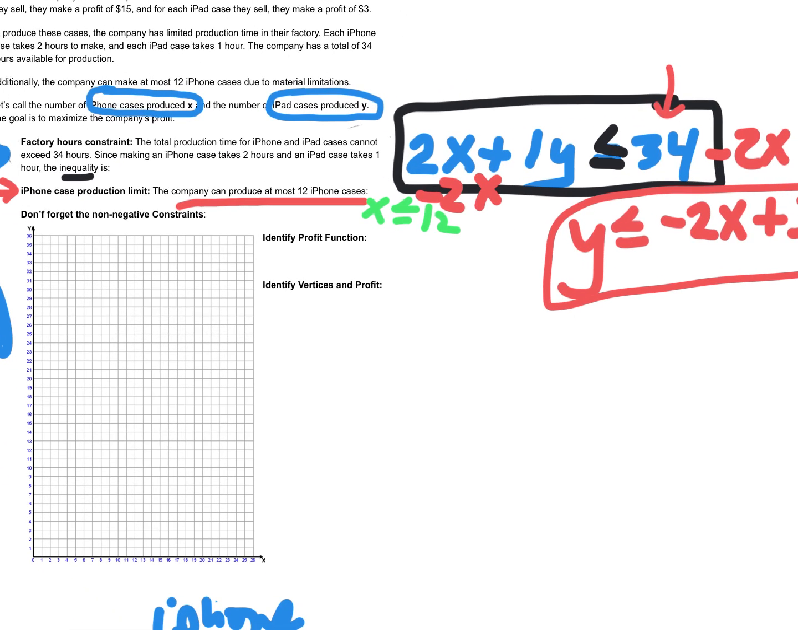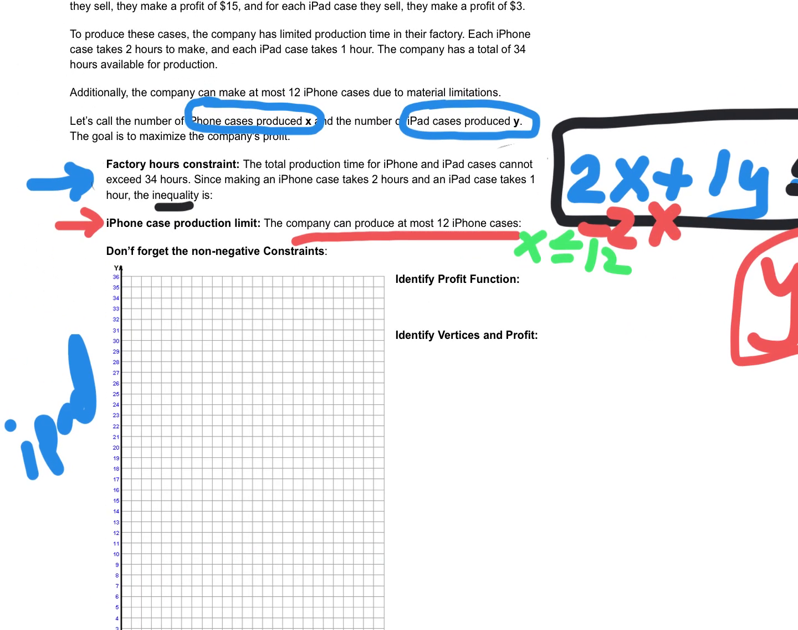Then that's the second thing we're going to graph in a minute. But there's one more thing, and this is important. It said, don't forget the non-negative constraints. Do you get that? You can't produce a negative number of iPhones. The lowest number of iPhones you could produce, or iPhone cases in this case, is 0. So there's an equation for that.